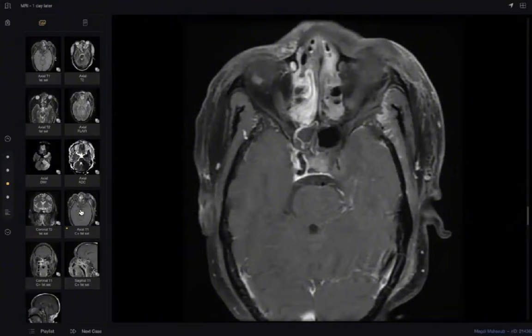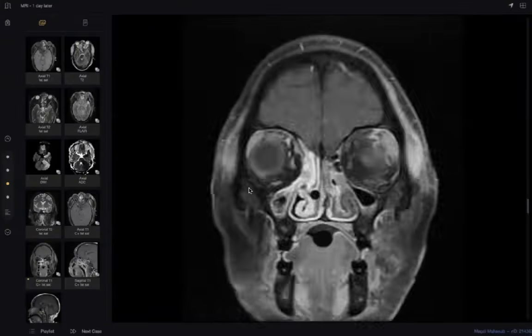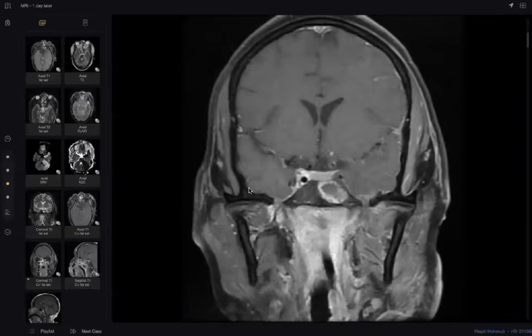After that, the case became very easy. Look here also, my colleague. Compare the cavernous sinus at the right side with the left side. There is a very obvious discrepancy, non-enhancement at the left side.